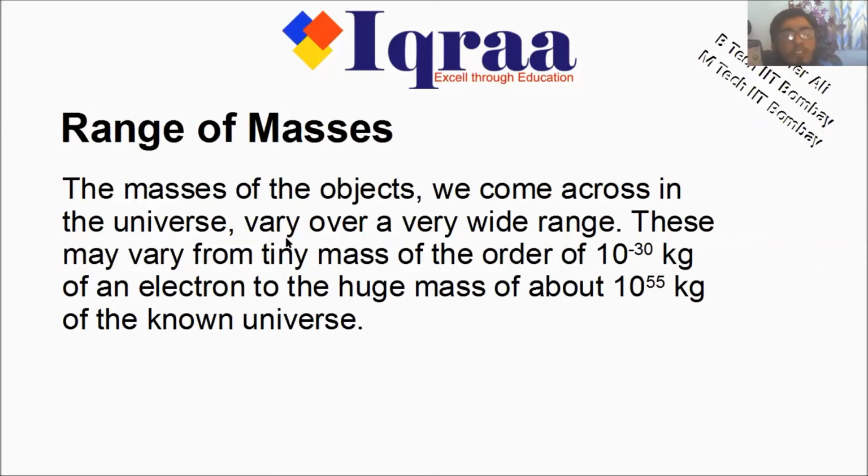Similarly, when we see the masses of objects, the simplest measurement of mass is with the help of the weighing pan. But again, the mass varies from 10 to the minus 30 kg to about 10 to the 55 kg, where around 10 to the minus 31 kg is the mass of an electron, and 10 to the 55 kg is the mass of the universe.